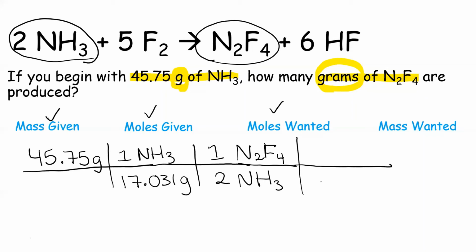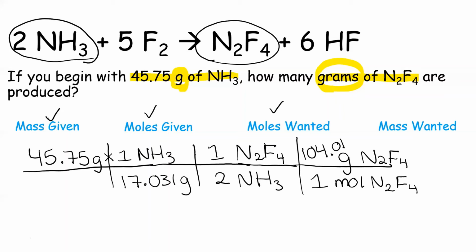So once again, I'm trying to find grams of N2F4, so that's what I'm going to put on top, and I need to find the molar mass of that compound. So I'm going to use the periodic table, and when I do that, I get 104.01 grams. Now the very last thing for me to do is to plug and chug all of this into the calculator. So I'm going to multiply everything on top, write that down, and then multiply everything on the bottom and do the same thing.